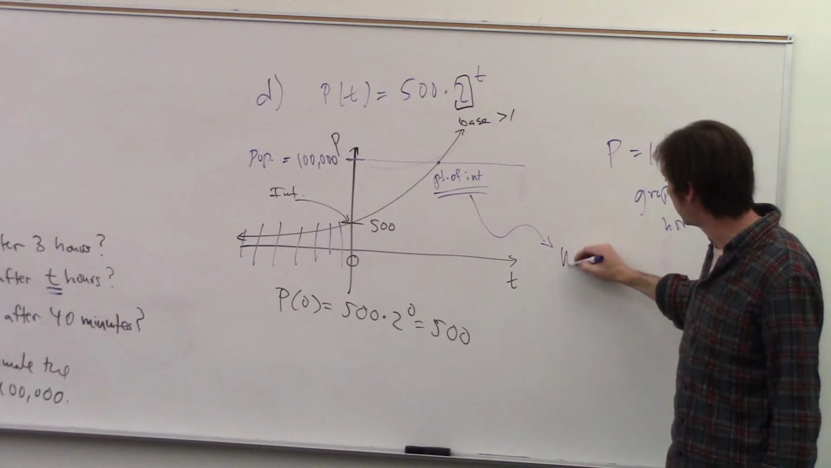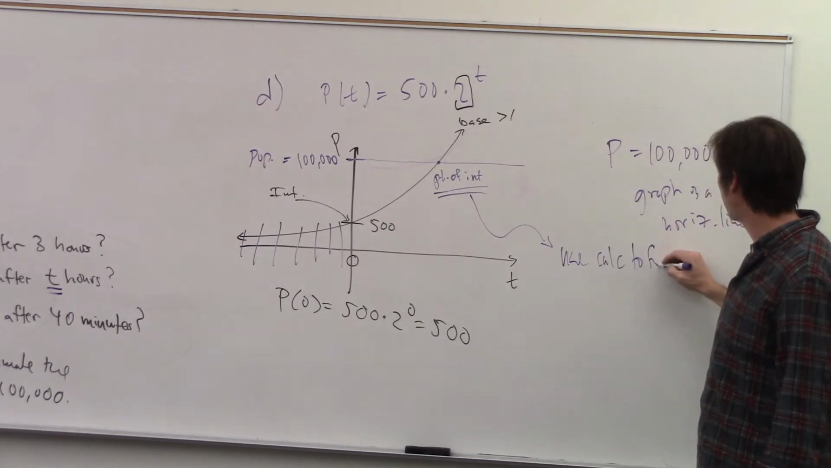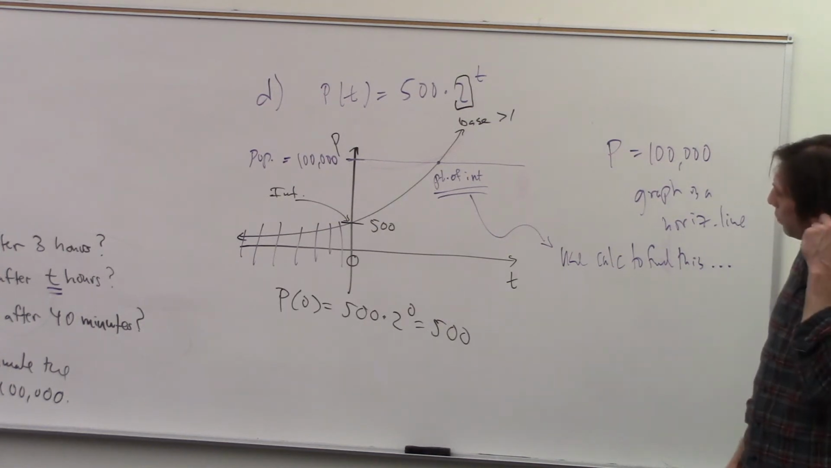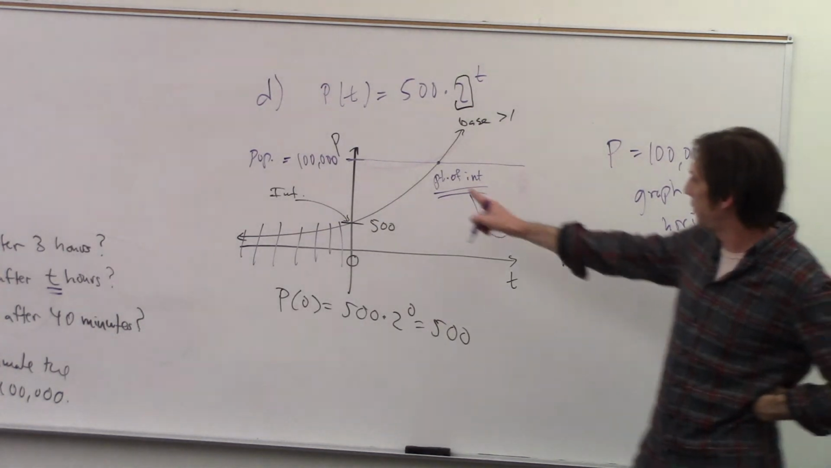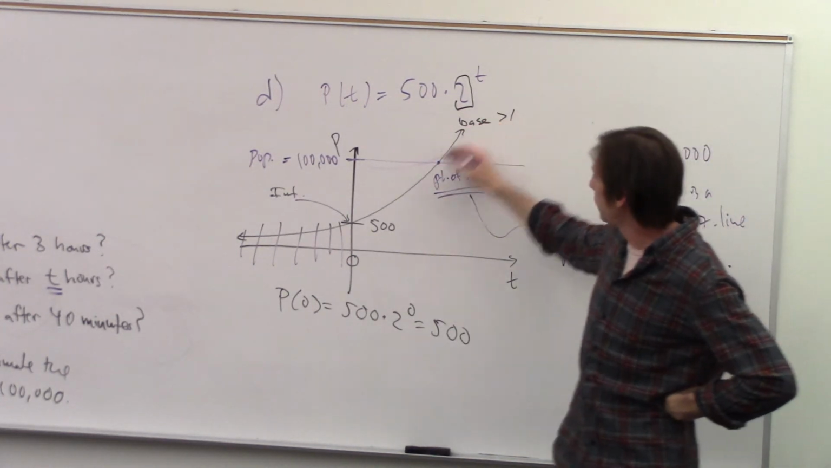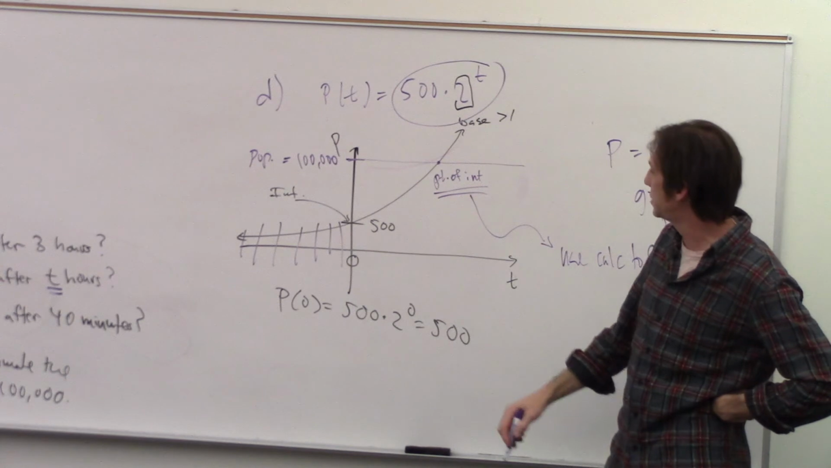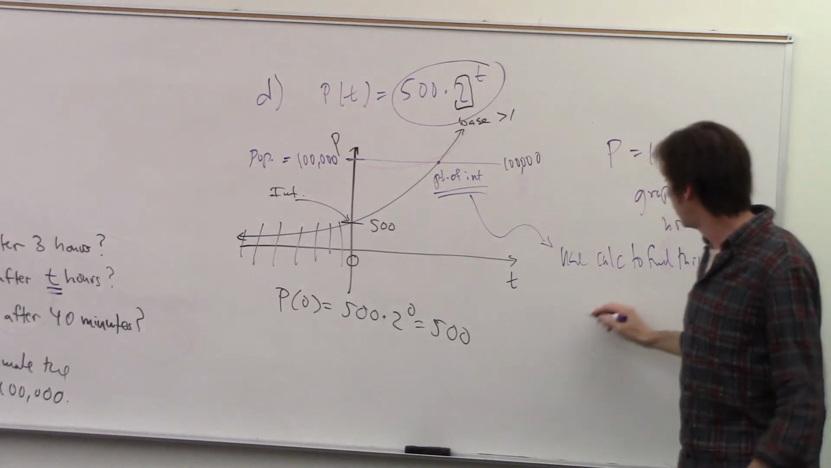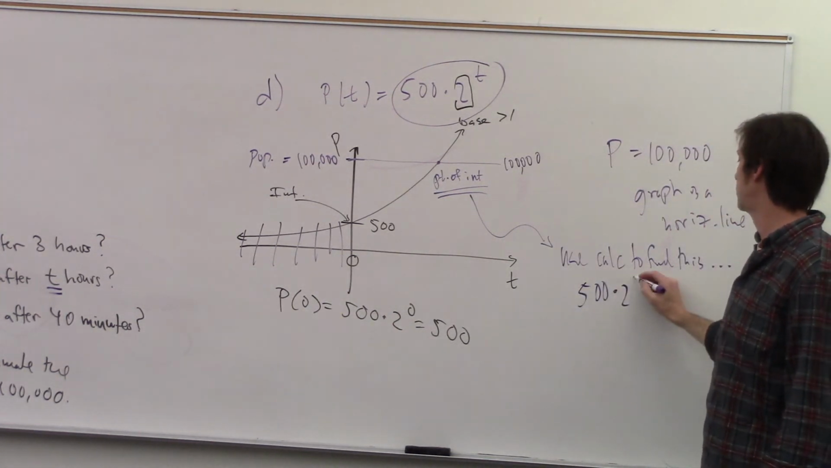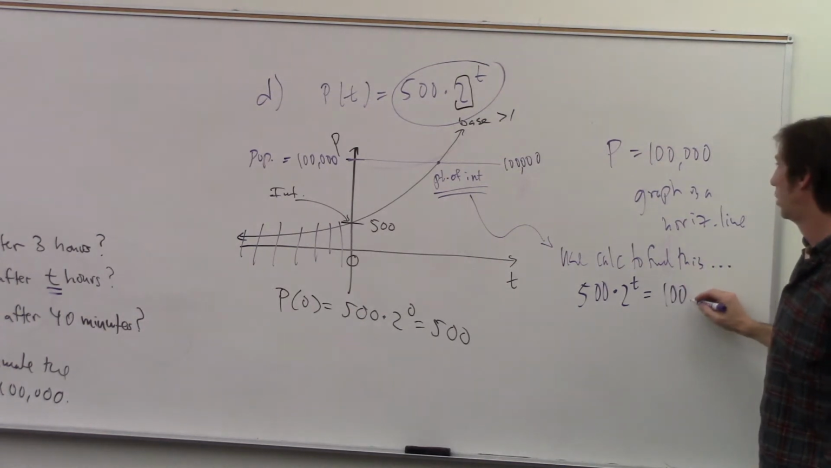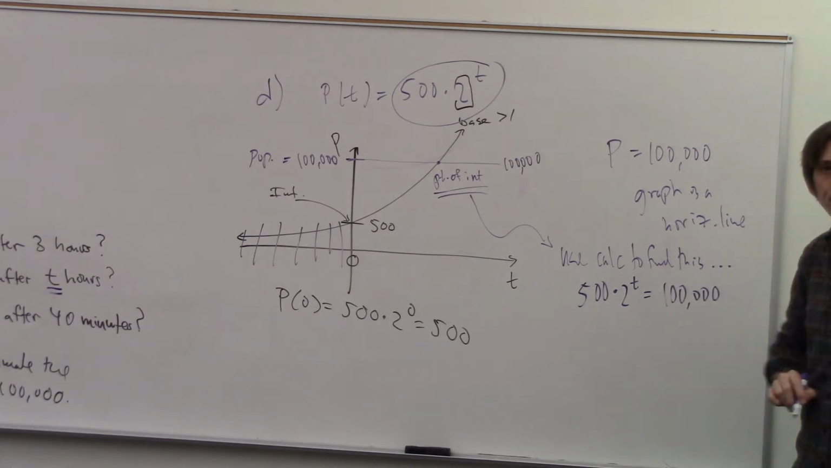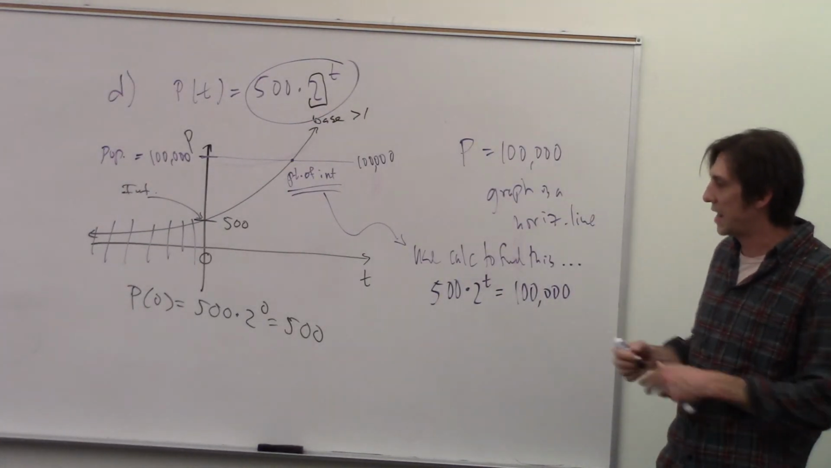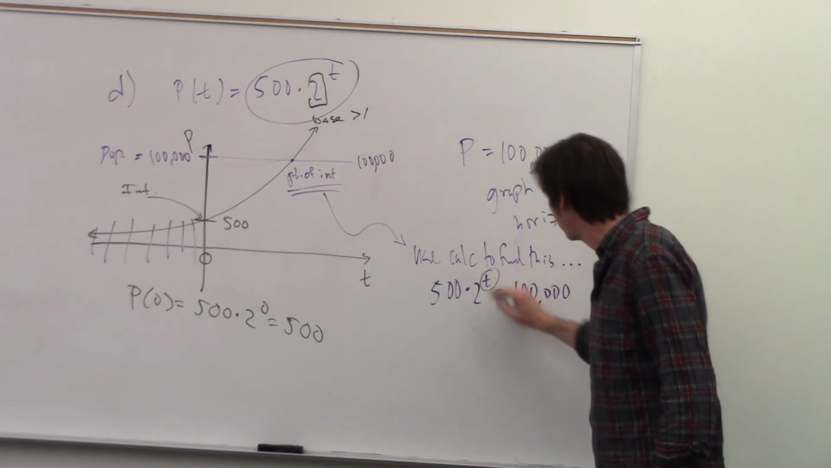You can use your calculator, if you have one, to find this. That's one option. We can also do this algebraically, because at this point of intersection, my exponential function, 500 times 2 to the t, and this constant function, 100,000, are equal. And so I could set them equal: 500 times 2 to the t is equal to 100,000. And now, what am I trying to solve for? I'm trying to find the time at which this happens. In other words, I'm trying to solve for t somehow.